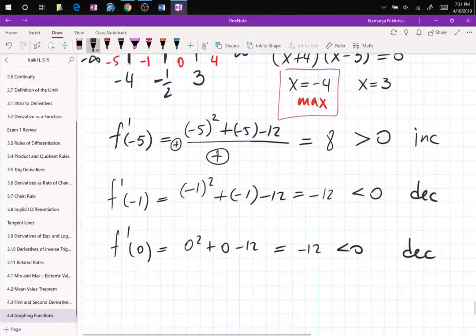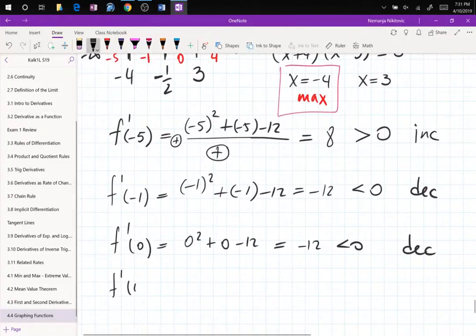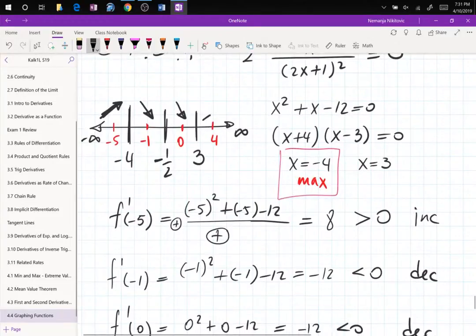And finally, we are doing this for the 4. Then we can focus on the second derivative. We have 4 squared plus 4 minus 12. This is definitely going to be positive because 4 squared is 16, and then you add and you subtract smaller numbers. So increasing, and we go here, put the arrow up, giving us a minimum at x equals 3.